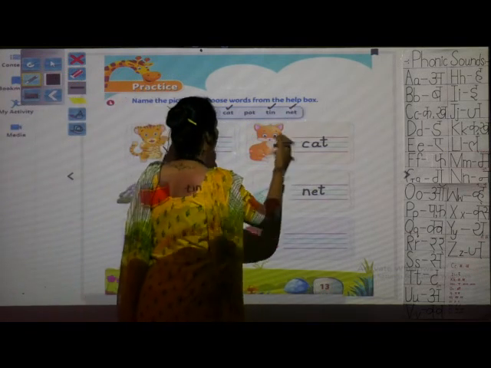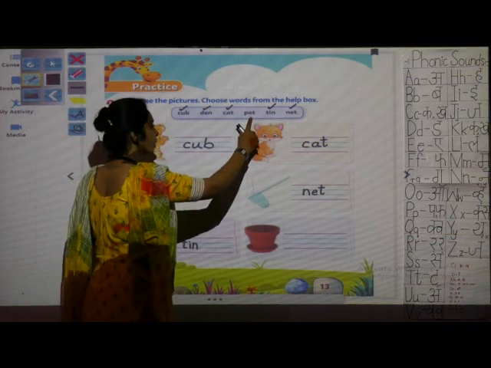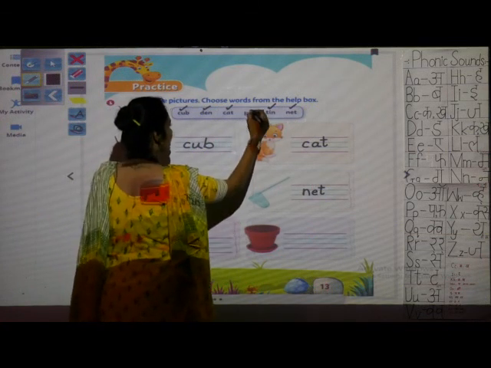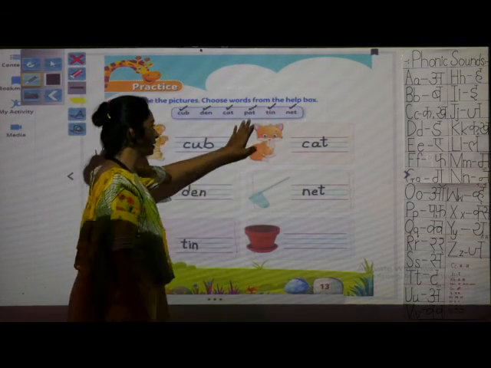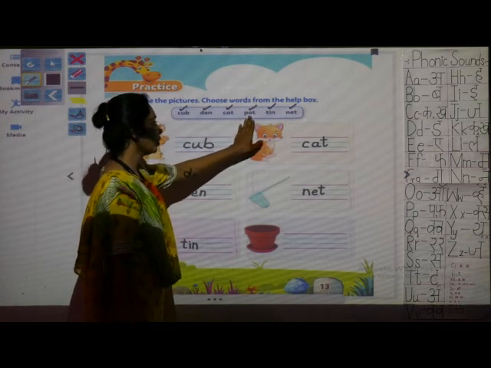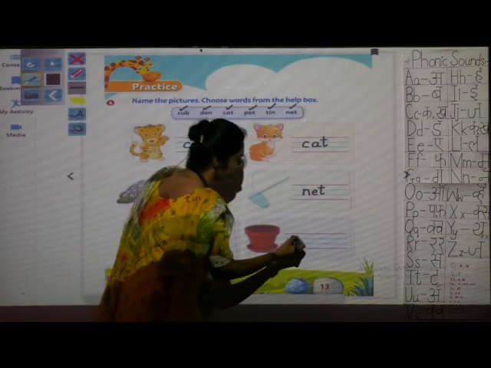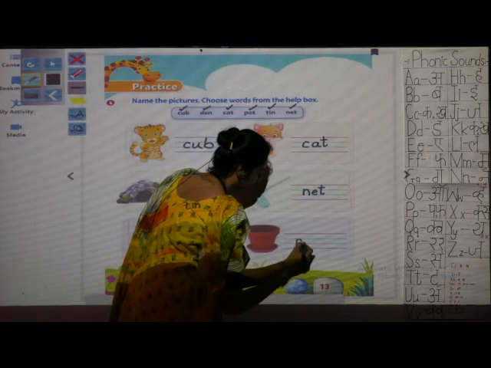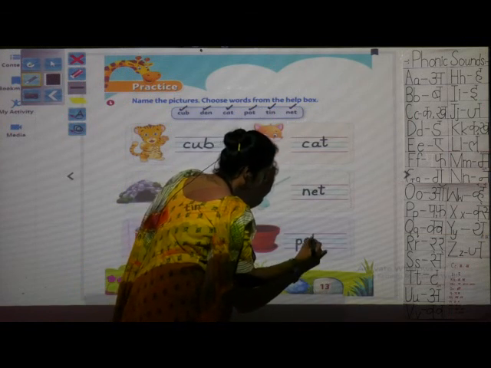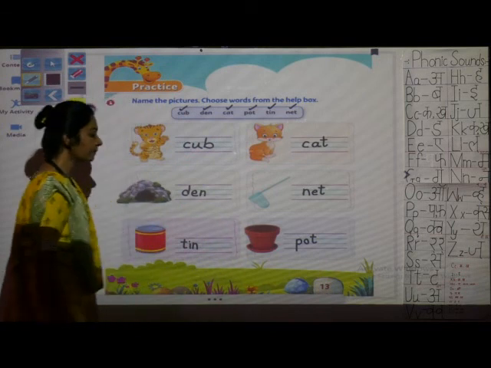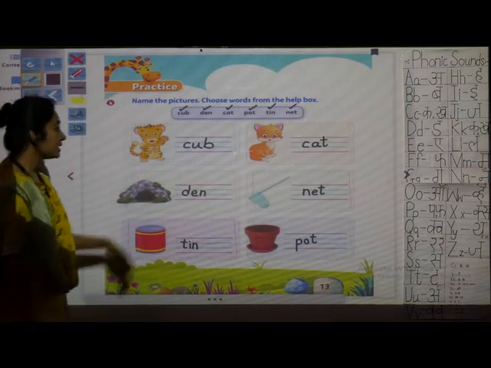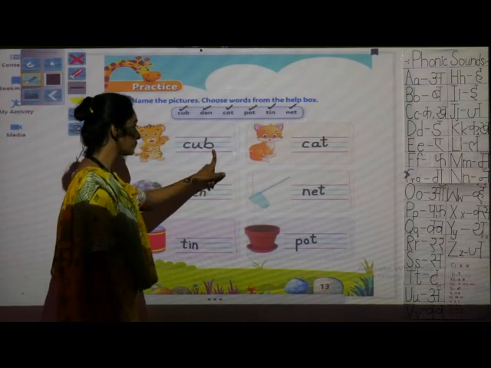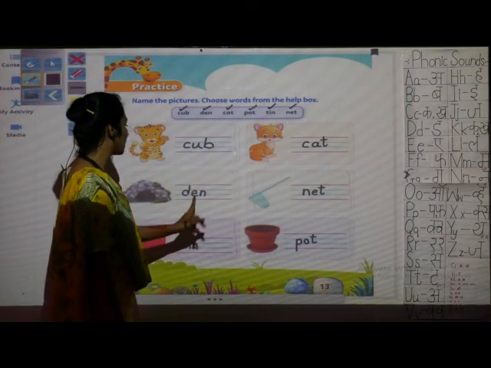Okay, and last one remaining. Which one is it? Pot. So what will be the spelling of pot? What is the spelling of pot? Come on, say P-O-T. Very good. P-O-T, pot. Say C-U-B, cub.